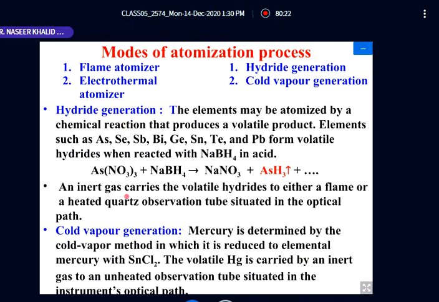These two techniques, hydride generation as well as cold vapor generation, are very, very effective. With their help we can measure these elements at the ppb level. Cold vapor generation is again at ppb and sub-ppb levels. For example, 0.1 or 0.01 ppb we can measure quite easily.